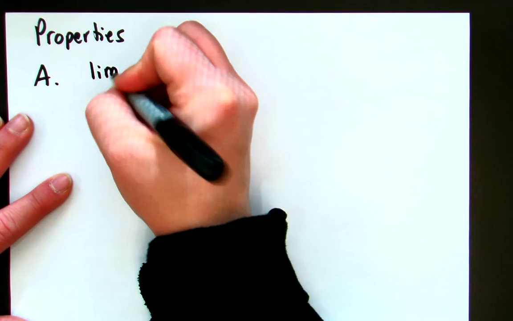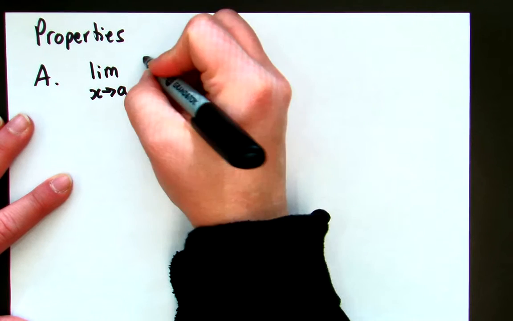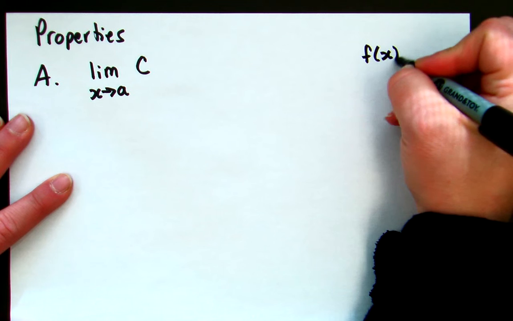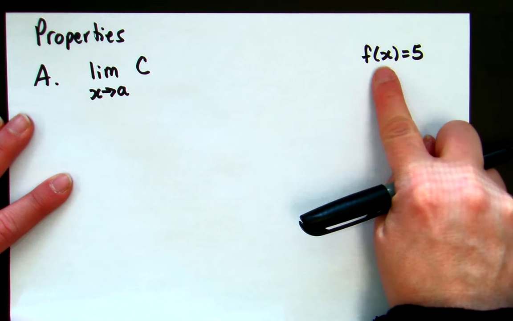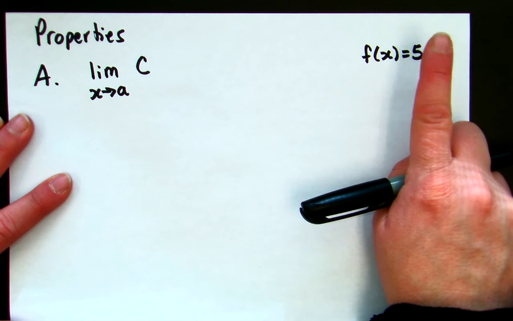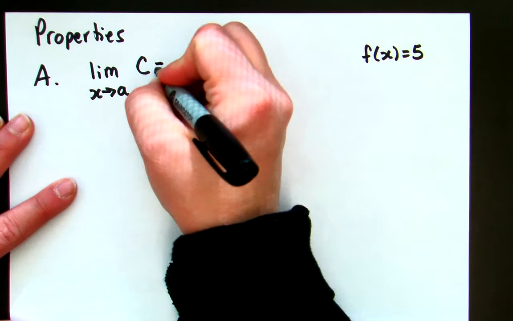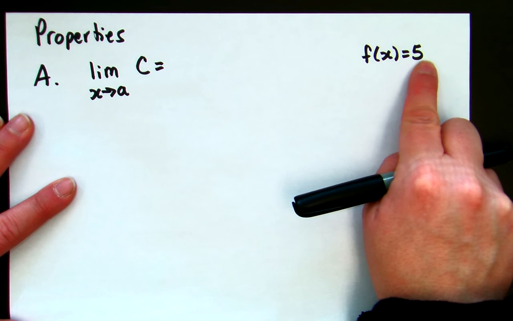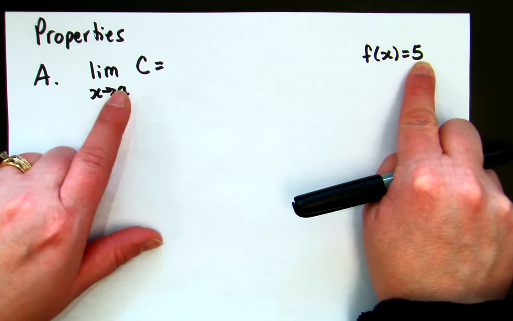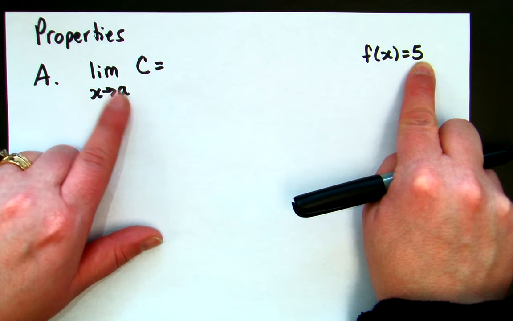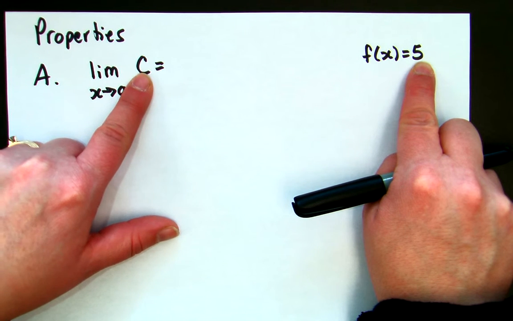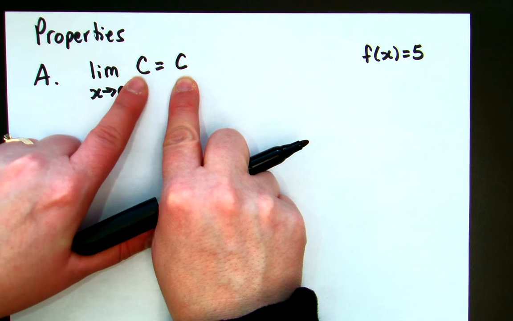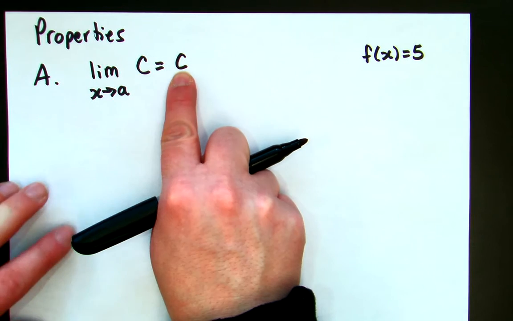If you have the limit as x approaches a of a constant, and I'm going to use c for constant. Remember, a constant function means that there's no variable. So f at x equal to 5 is an example of a constant function. Because the function is constant, no matter what we put in for x, our answer is always going to be 5. It doesn't matter what a we're approaching here. Any a is always going to equal this c, therefore any limit will also be c. So the limit of a constant is just whatever that number is.